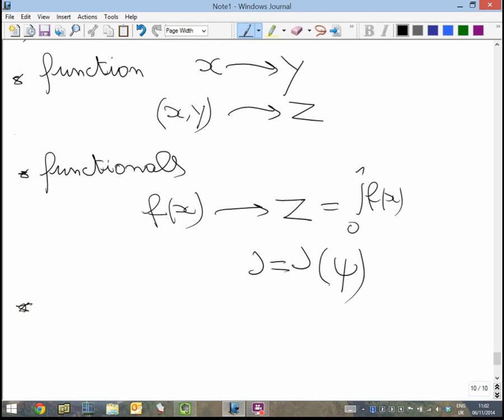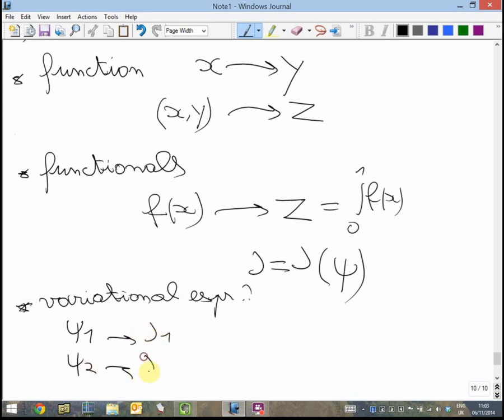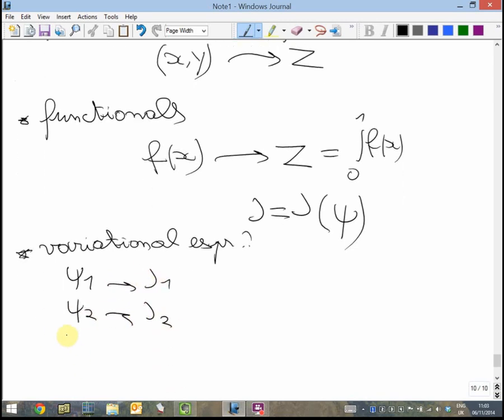That's perhaps new terminology. Let's introduce other new terminology, and that's a variational expression. So what is a variational expression? Well, if you have your functional here, if I put in, for example, a function psi1, it will give me a number J1. So I can keep on plugging different functions into my functional.